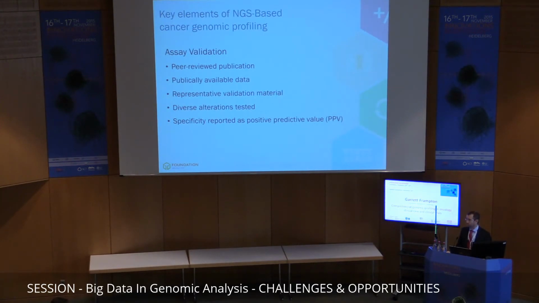Also that a diverse set of alterations are tested, so you can't test a couple of alterations and then say your test has been validated across the full spectrum of genes and alteration types on the test. And also, this is a fine point, but specificity for a genomic test really needs to be reported as positive predictive value. If you're talking about the per base pair specificity of a test that's covering 1 million bases, that's misrepresenting the truth, and so I think PPV is the appropriate way to talk about false positive rate in a genomic test.